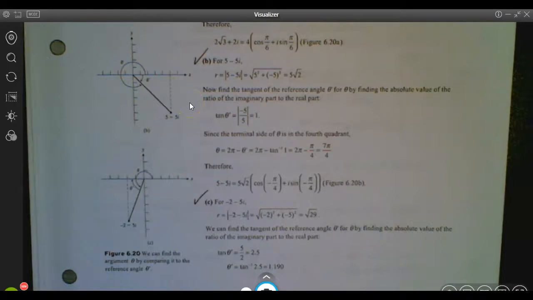Again, they're going to start out by coming up with the value for the radius, just the Pythagorean theorem. That's really all that is. That's just a squared plus b squared equals c squared, and we're getting the value for the radius. When you do that on this one, you come out with 5 rad 2. Again, we're going to do the inverse tangent to figure out what the angle is. So we did the inverse tangent of negative 5 over 5.